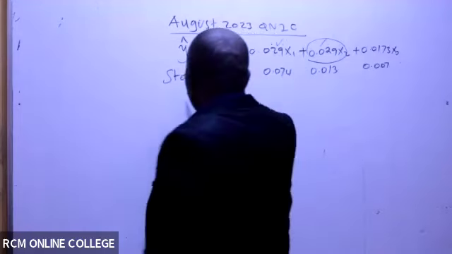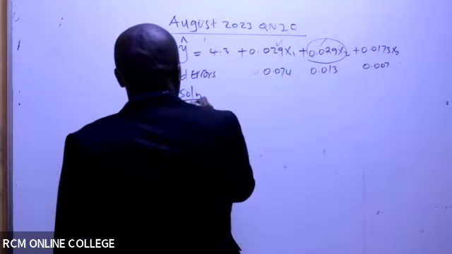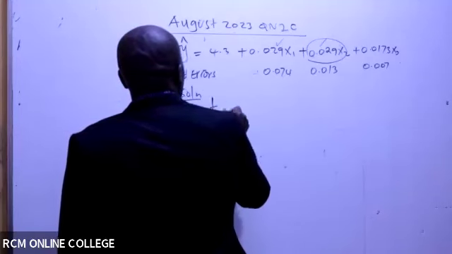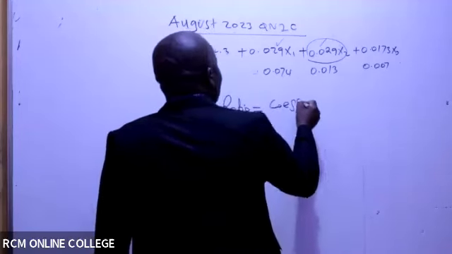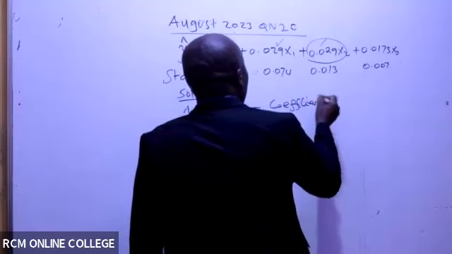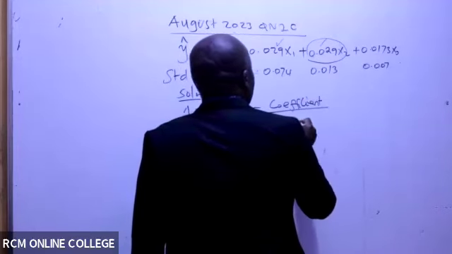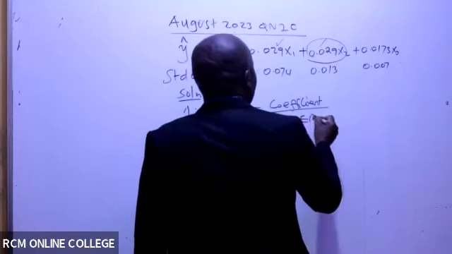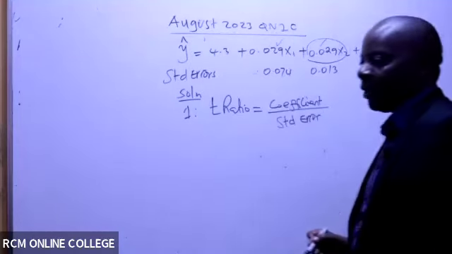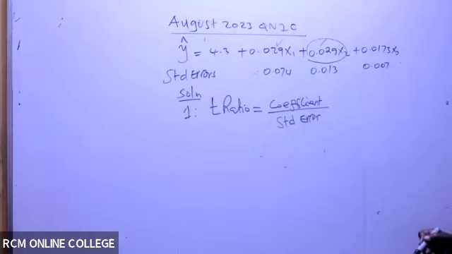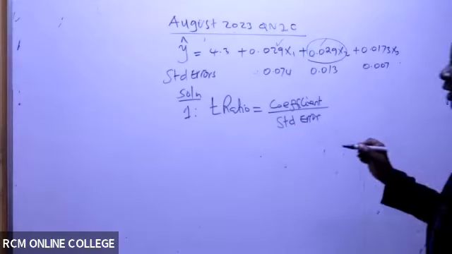How do we get the T ratio? So solution, number one, T ratio. To get this T ratio, you basically take the coefficient itself and divide it by the standard error. That's how we get the T ratio. You take the coefficient all over the standard error provided. So this is the first thing they have asked us.